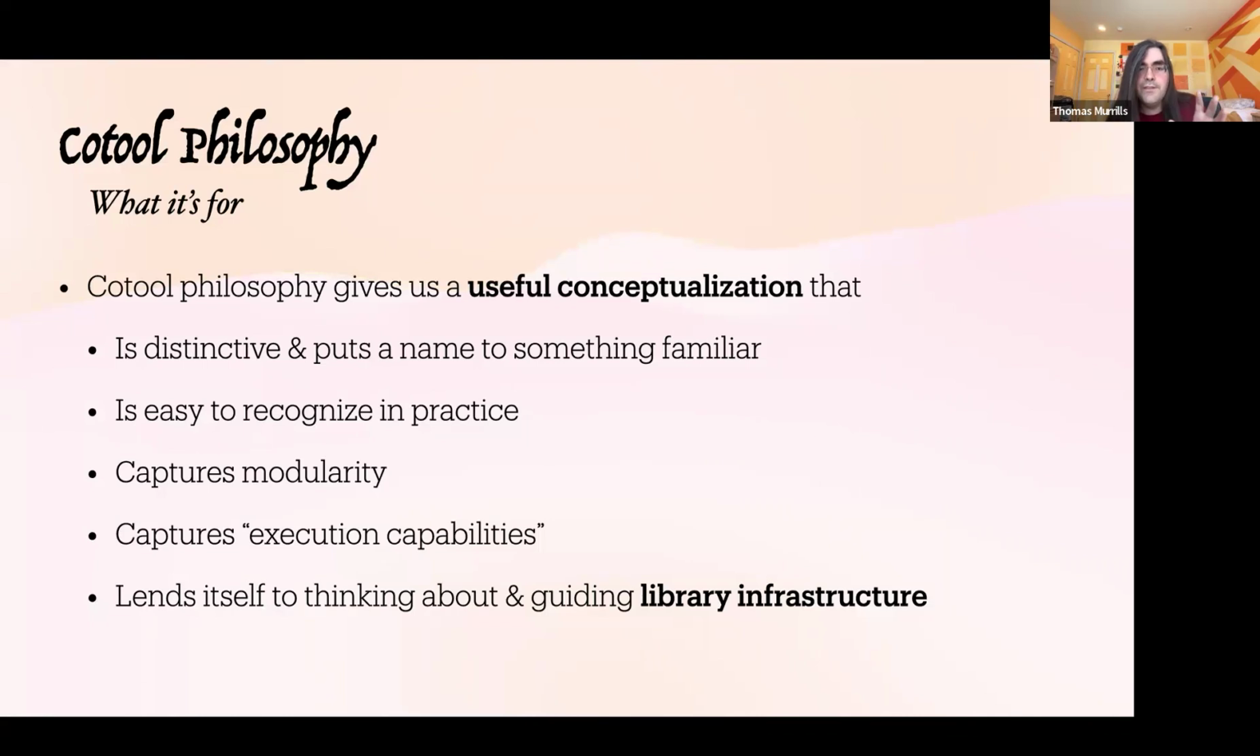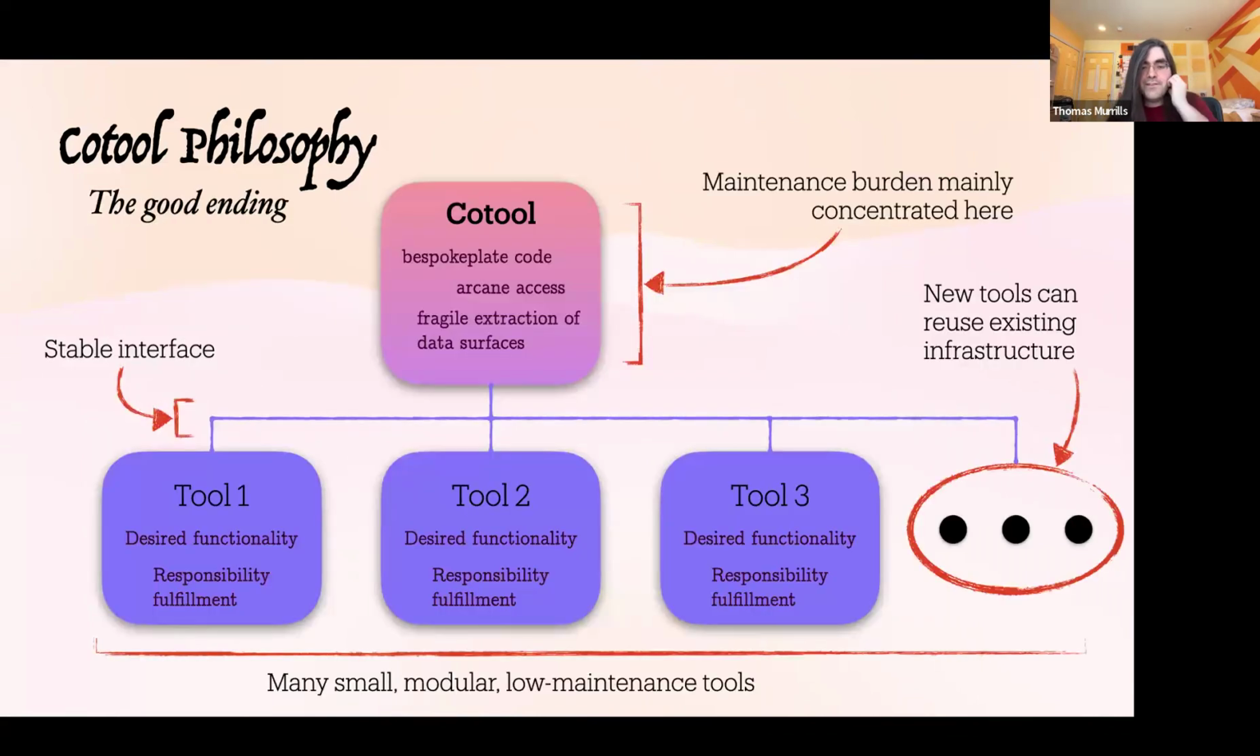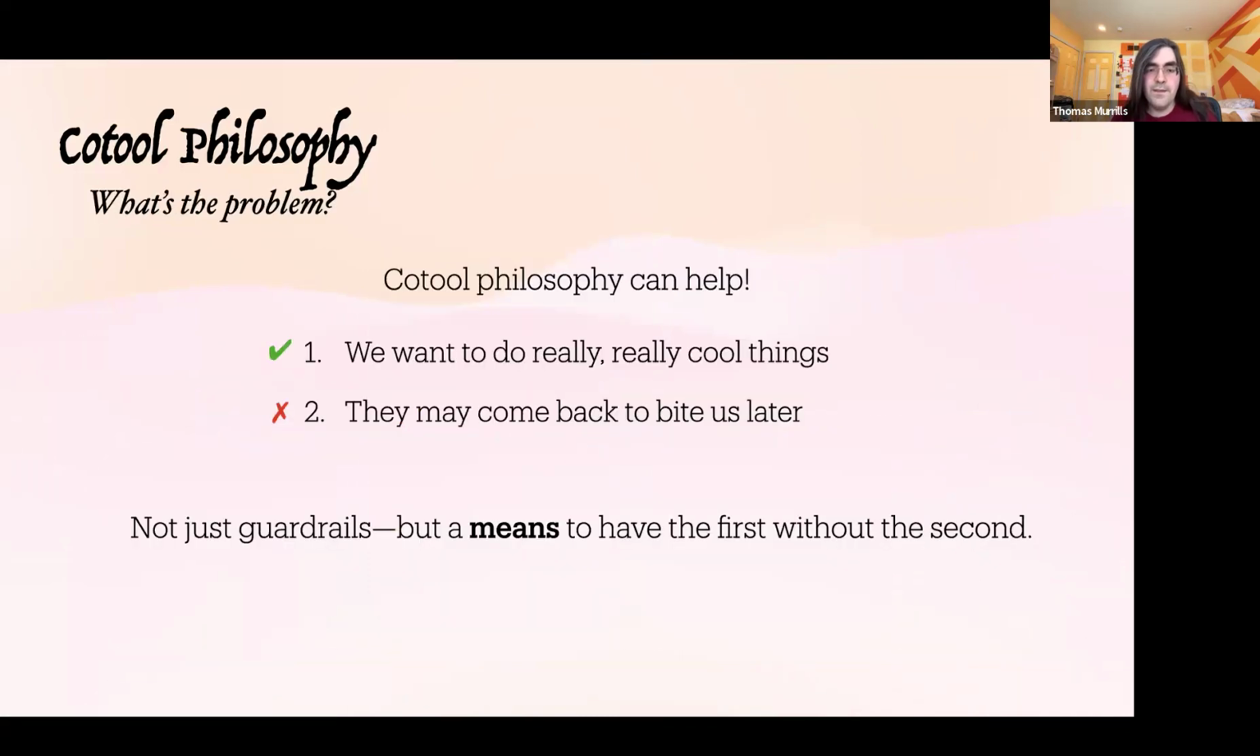And more importantly, this notion of a cotool itself, just having that concept in your head, lends itself to thinking about and guiding library infrastructure, which is what we care about with maintenance. So this is the good ending, right? We have many small modular low maintenance tools. We have a concentrated maintenance burden. We have an extensible environment where new tools can reuse the existing infrastructure. And hopefully the interface is stable enough that writing a tool is a nice experience and not constantly changing.